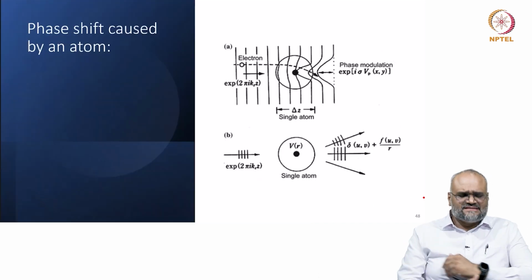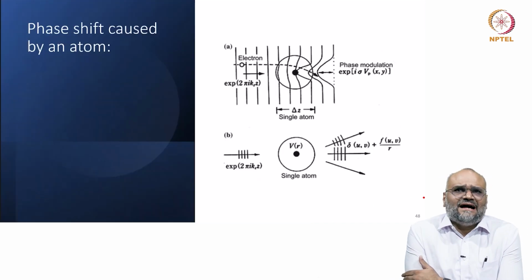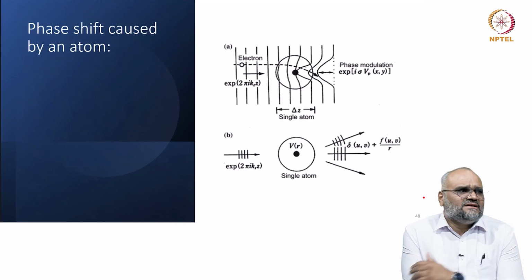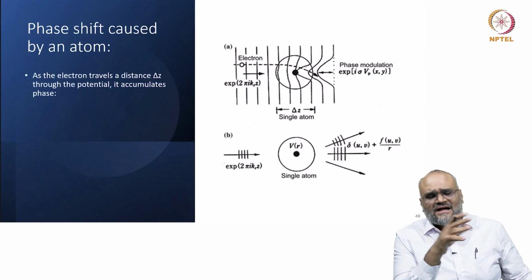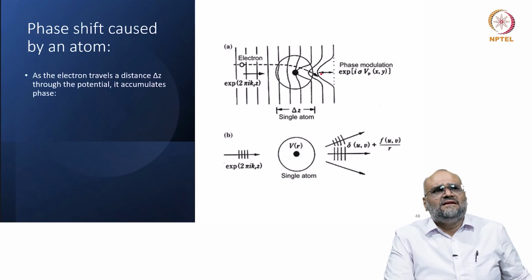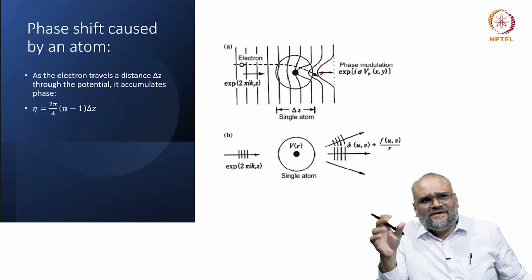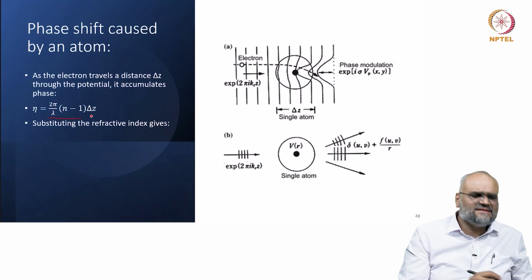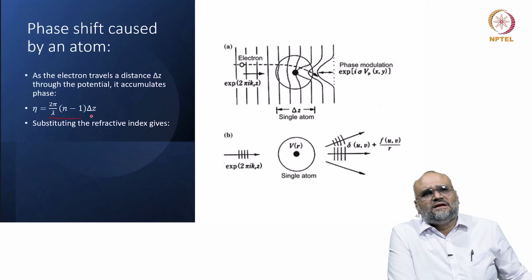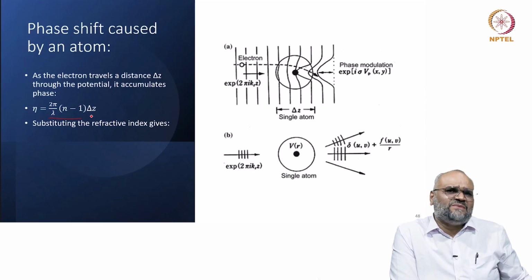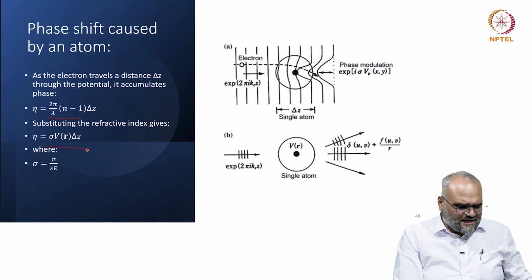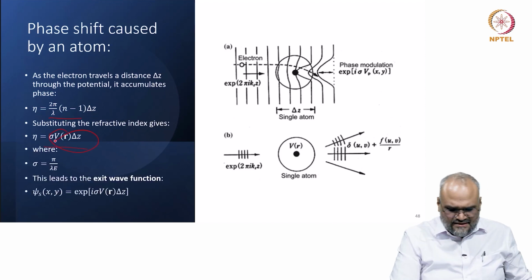So where do we start this? If you think of an isolated atom, the atom actually has an inherent potential associated with it. So as the electron wave travels across the distance of the atom, it accumulates a certain phase, and if you compare it with the refractive index for light, you can substitute the refractive index with the phase modulation or the phase shift that is caused by an isolated atom, and what you then get is actually called the projected potential.